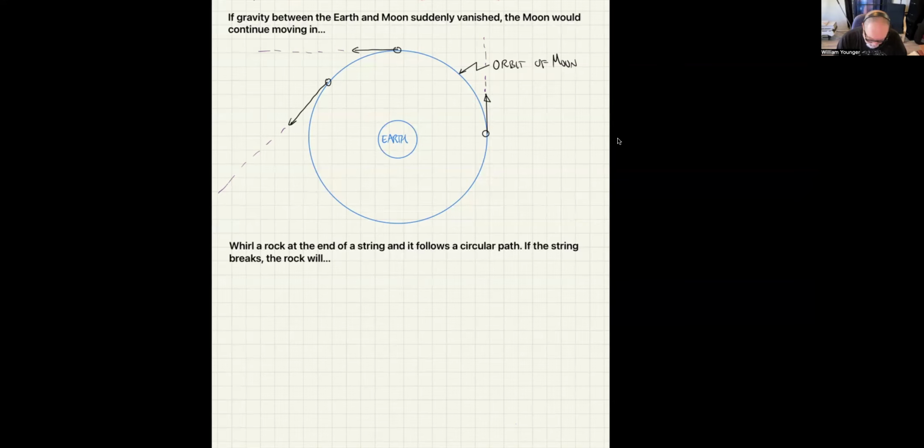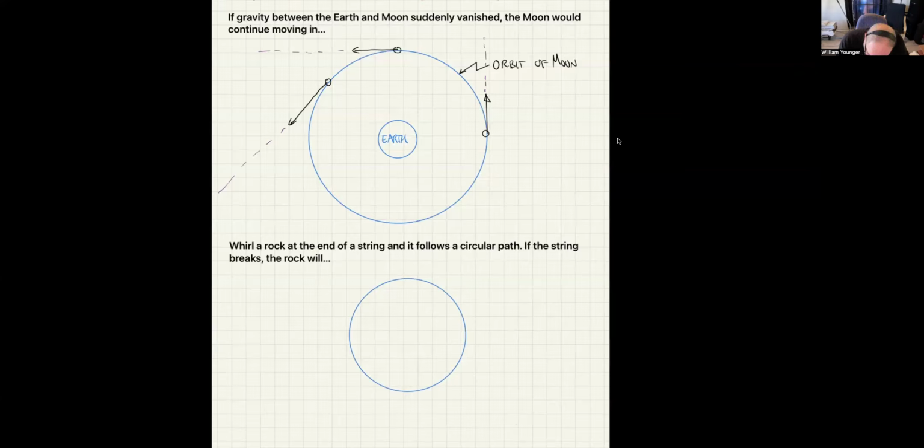Whirl a rock at the end of a string and it follows a circular path. If the string breaks, the rock will. This is a very similar problem to the last one. In fact, I'm going to use almost exactly the same diagram. I'm going to allow my note-taking program to make a good circle out of my crappy circles. So in this case, we're just talking about a string with a rock on the end of it.